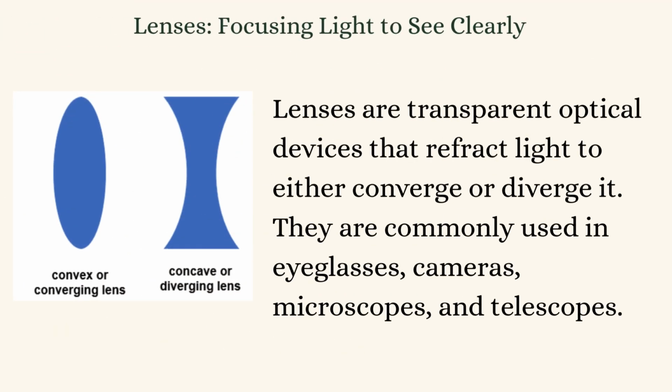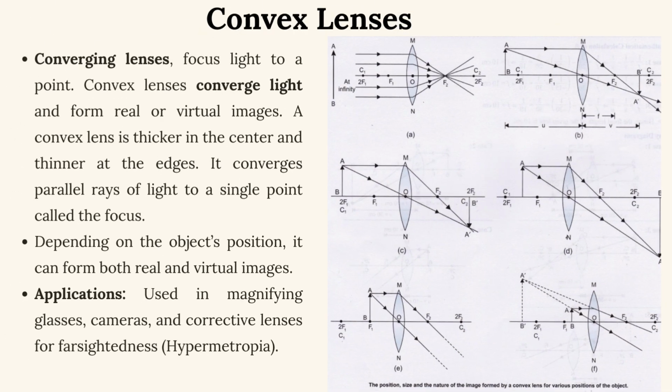Lenses are transparent optical devices that refract light to either converge or diverge it. They are commonly used in eyeglasses, cameras, microscopes, and telescopes. Types of lenses. 1. Convex lens or converging lens. A convex lens is thicker in the center and thinner at the edges. It converges parallel rays of light to a single point called the focus.